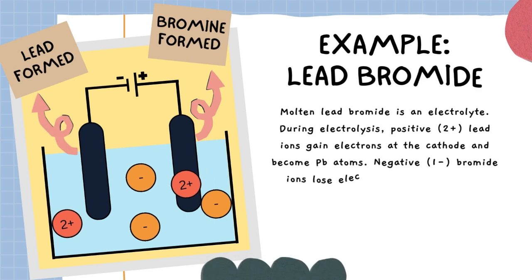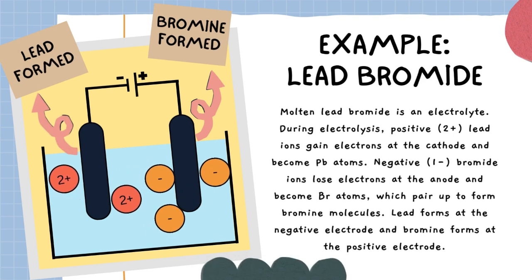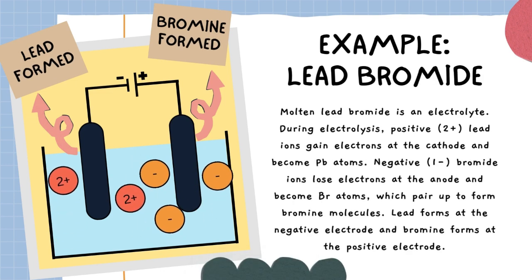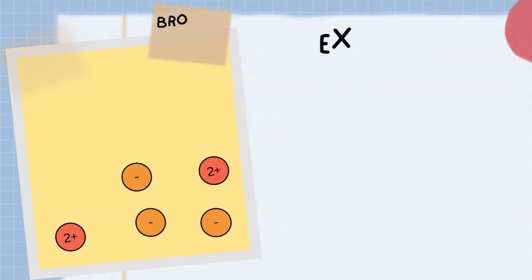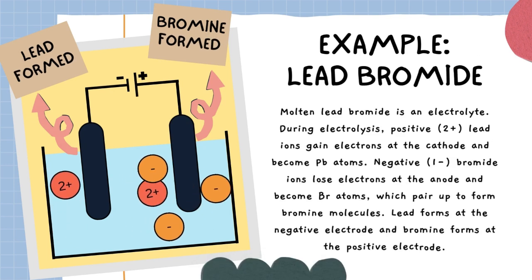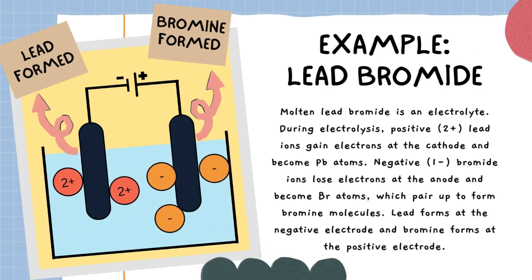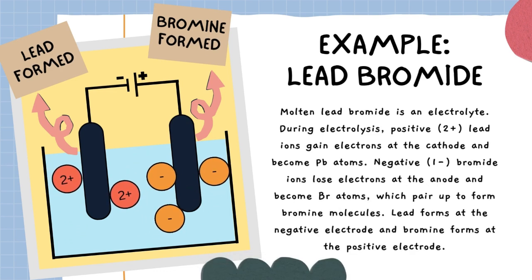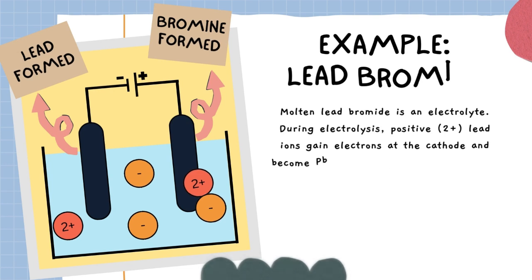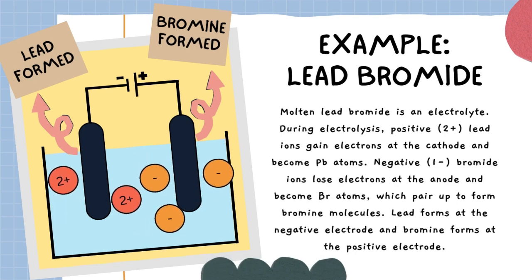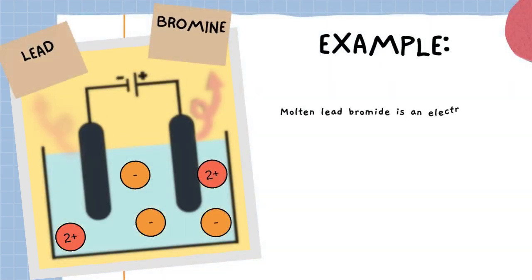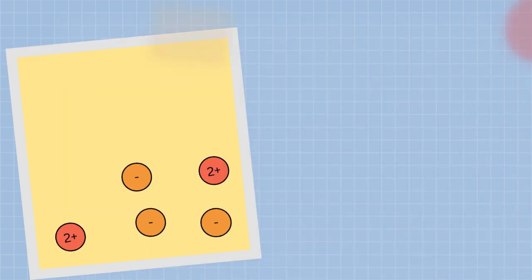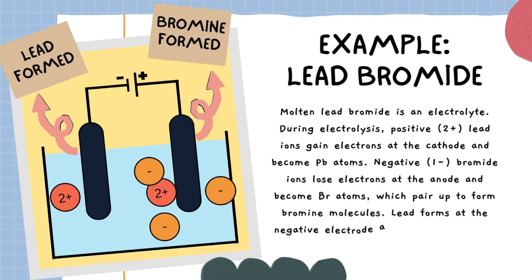Example: lead bromide. Molten lead bromide is an electrolyte. During electrolysis, positive, 2+, lead ions gain electrons at the cathode and become Pb atoms. Negative, 1-, bromide ions lose electrons at the anode and become Br atoms, which pair up to form bromine molecules. Lead forms at the negative electrode and bromine forms at the positive electrode. Lead formed. Bromine formed.